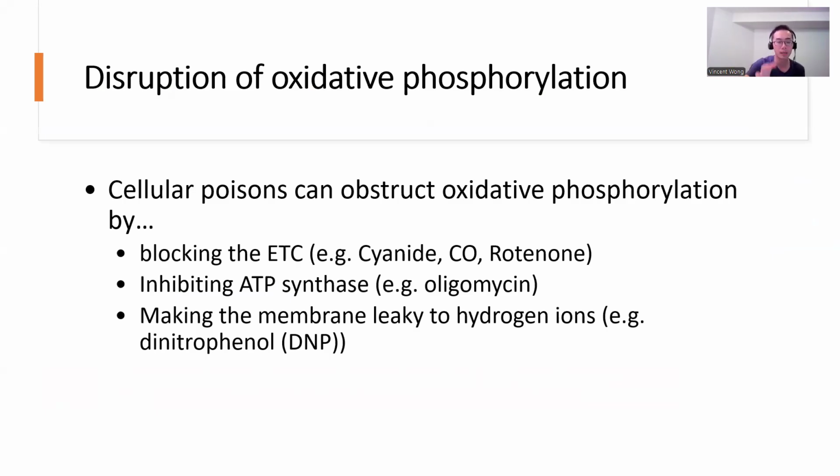Okay, so next we're going to talk about disruption of oxidative phosphorylation. There are various poisons that could interfere with the production of ATP by blocking the ETC, inhibiting the turbine, the ATP synthase, or making the inner membrane leaky. So let's take a closer look at each one of these.